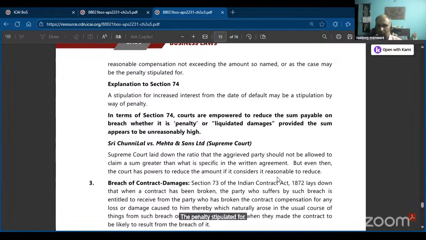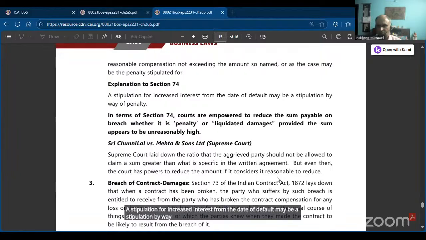Explanation to Section 74. A stipulation for increased interest from the date of default may be a stipulation by way of penalty. In terms of Section 74, the courts are empowered to reduce the sum payable on breach, whether it is penalty or liquidated damages, provided the sum appears to be unreasonably high.